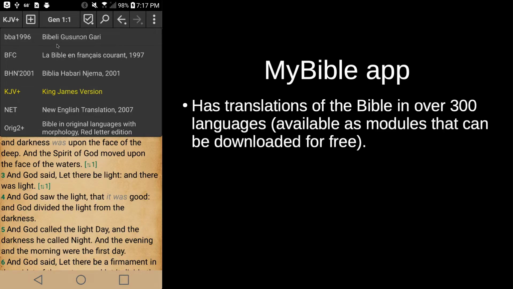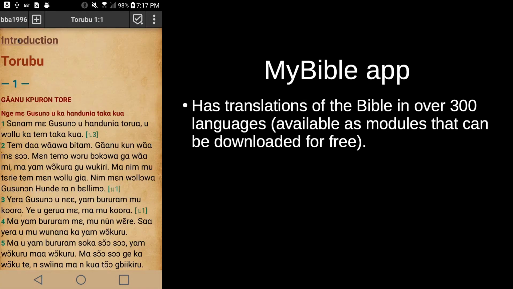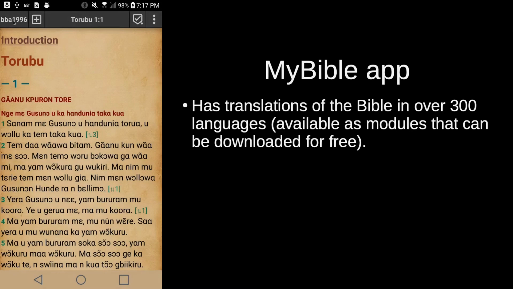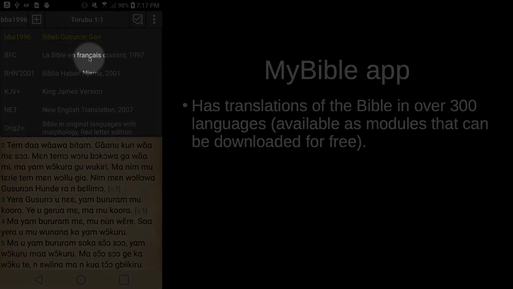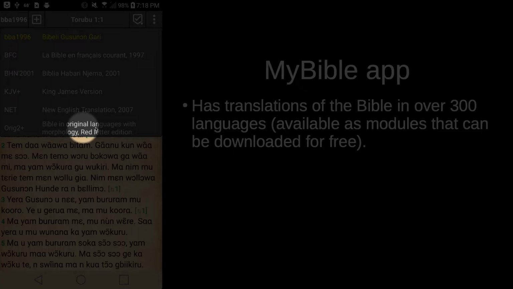And so I have a Baptist Bible downloaded here, this BA 1996, and tapping there takes me to the Baptist Bible. Again, tapping in this top left corner pulls all the different Bibles, and then you can select whichever Bible you would like, or whichever Bible you have downloaded. And so here I have a French Bible, I have a Kiswahili Bible, even have the Bible in the original languages.